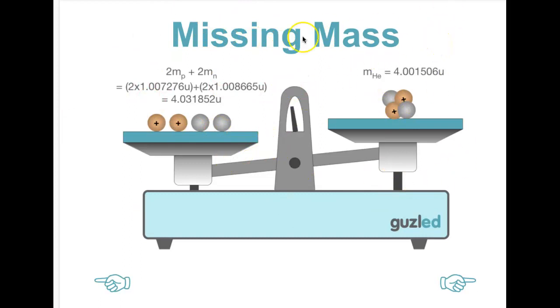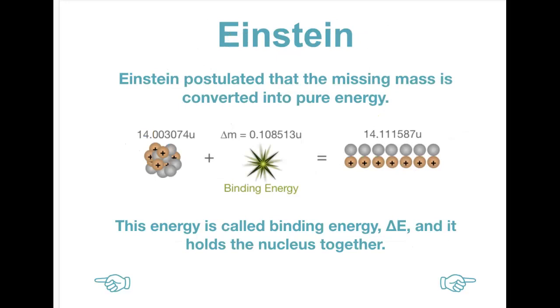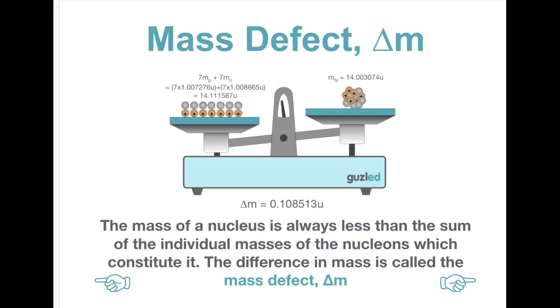So what we have here is a missing mass, and this missing mass is called the mass defect. Einstein postulated that the missing mass is converted into pure energy. So if you can work out this mass difference, you can then calculate the amount of energy that's given off. What's special about this energy is that it's called binding energy, and it's the energy that holds the nucleus together. So the mass defect is the difference in mass between the individual masses of the nucleons and the mass of the nucleus. Very important definition.